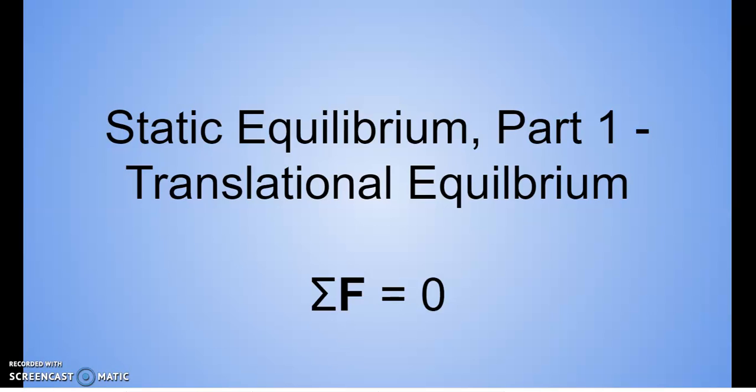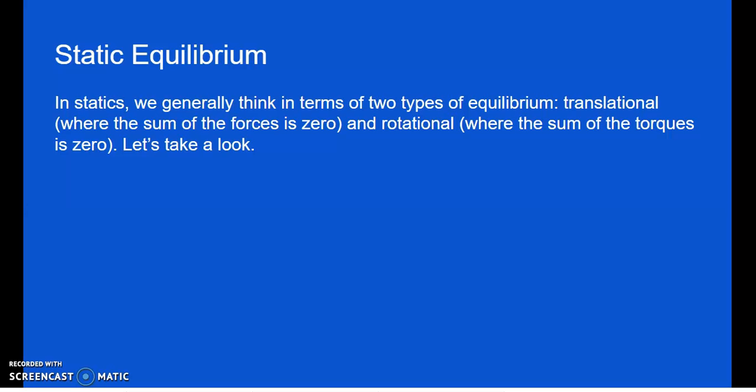Now, let's get into a little bit greater detail here. First of all, we're going to talk about static equilibrium. Static, of course, meaning stationary, not moving. Equilibrium Part 1 is translational equilibrium. This is some stuff you saw earlier in the term, so I want to review it just a bit. In static equilibrium, we generally have to think in terms of two different types of equilibrium. There's translational, where the sum of the forces is 0, where all the forces balance out. And there's rotational equilibrium, wherein the sum of the torques, or moments, are 0.